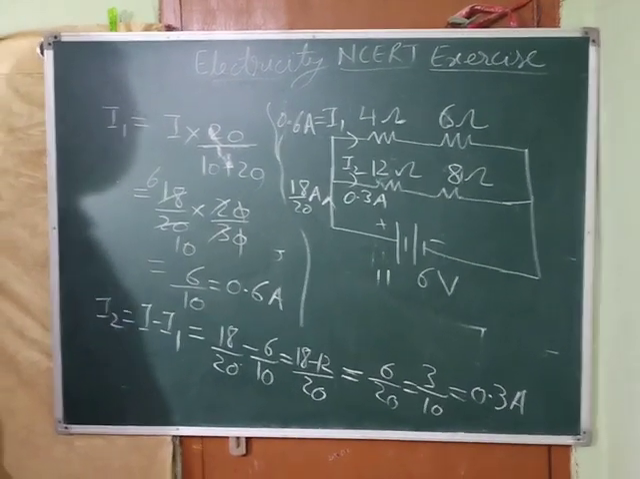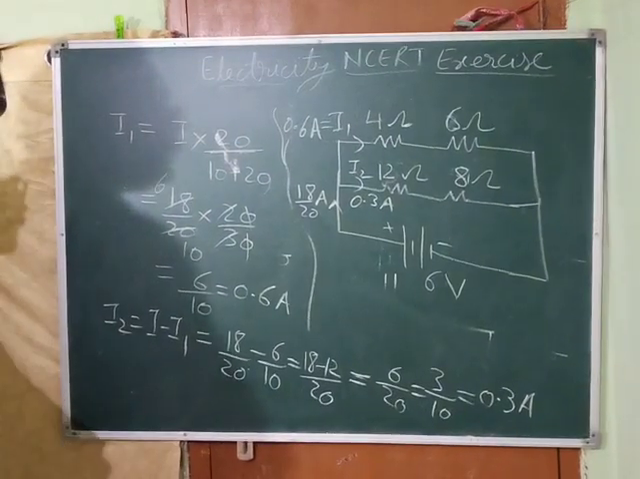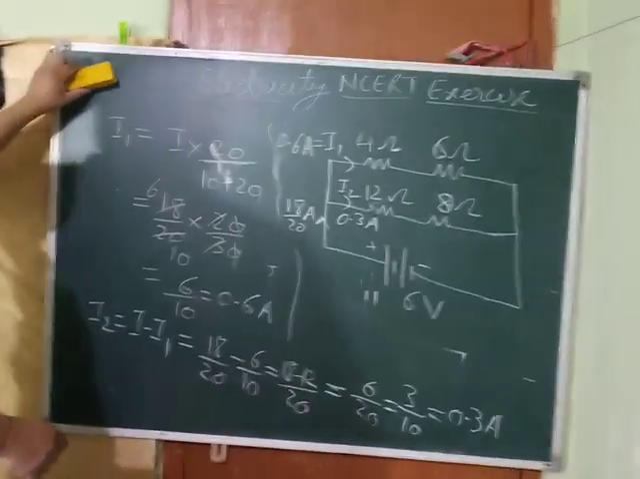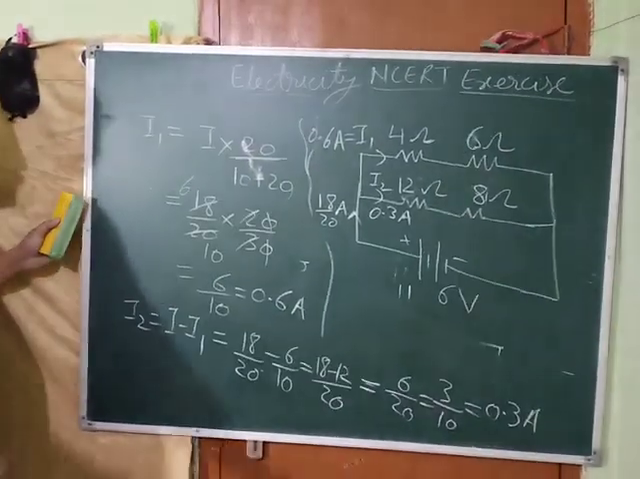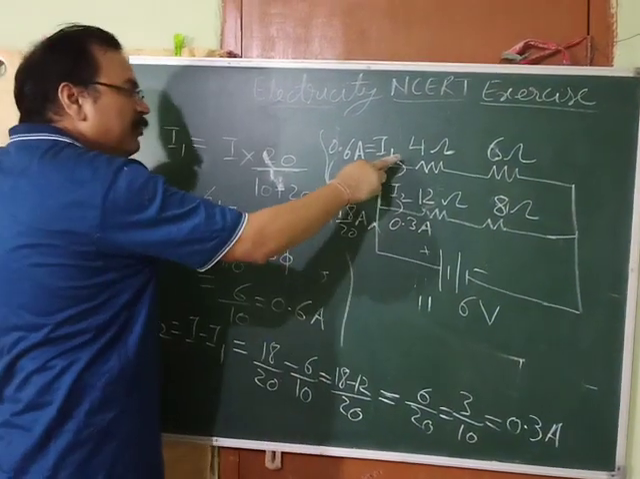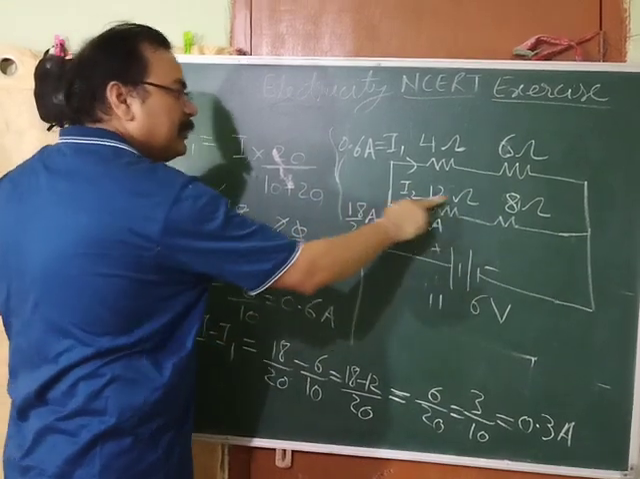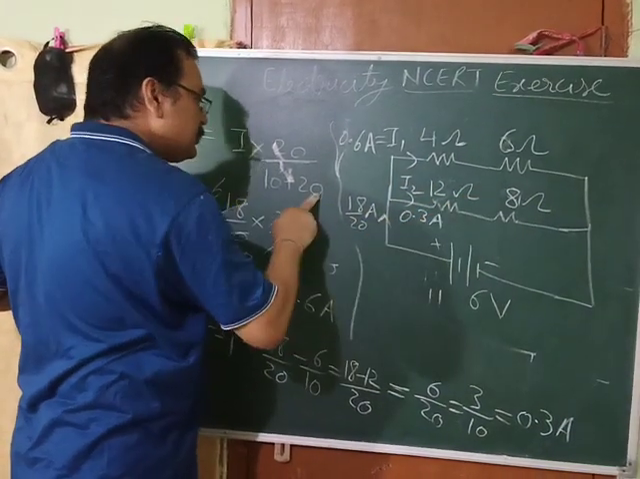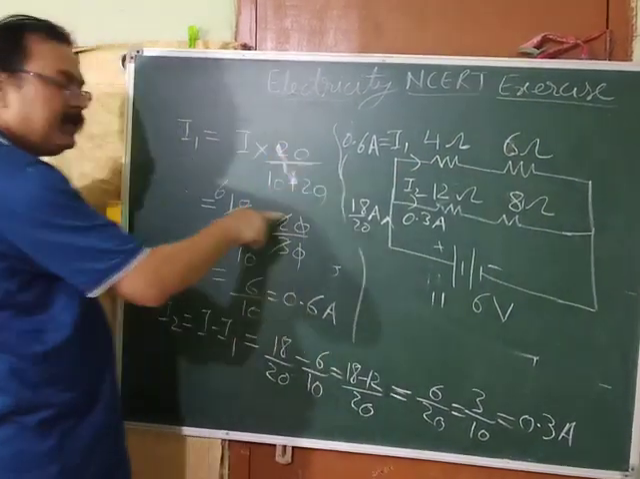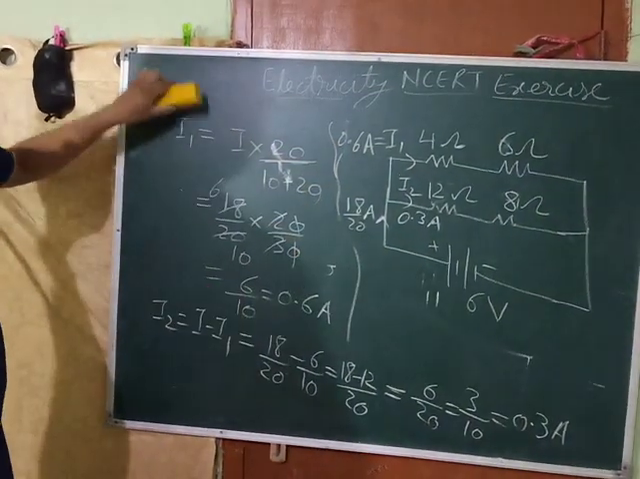Now the third part. I'm going to rub this. I should explain this once more. Here, if you want to find out current in this, then you have to take the total resistance of this upon sum of the resistance of this plus the resistance of this. Then you can find out current in that.